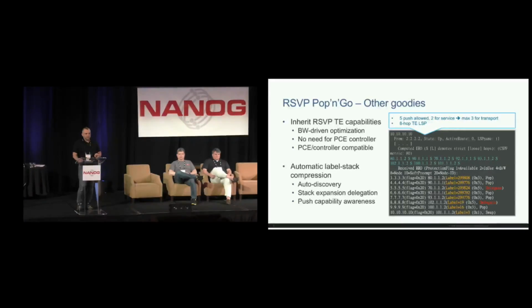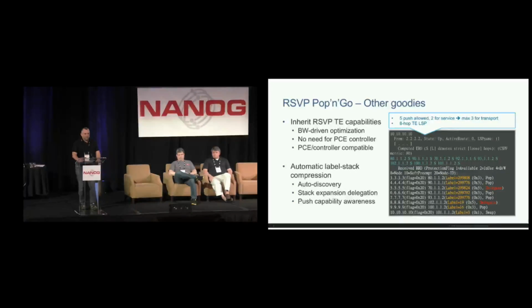So, there are some other goodies with RSVP Pop and Go. We have built-in bandwidth-driven optimization, as today, without any controller; auto-bandwidth or whatever bandwidth reservation works. At the same time, because it's RSVP, it is fully compatible with PCEP or whatever way of central controller or traffic engineering controller you want to use. So advanced traffic engineering like diverse path or bandwidth calendaring is still available.